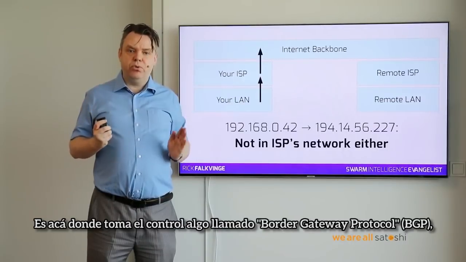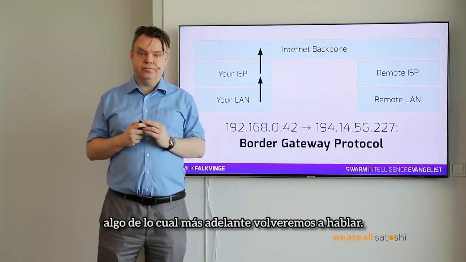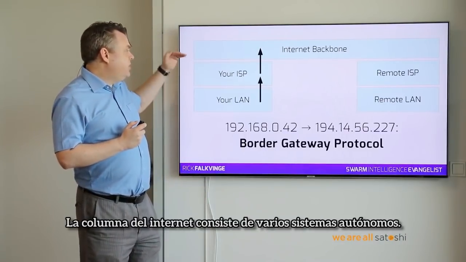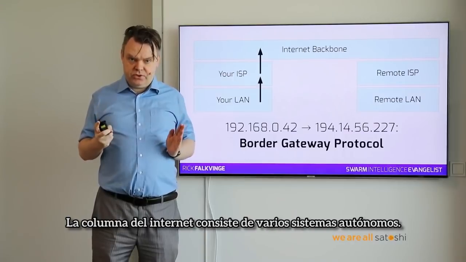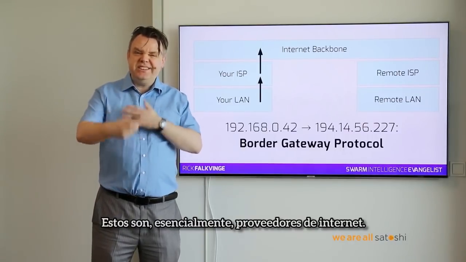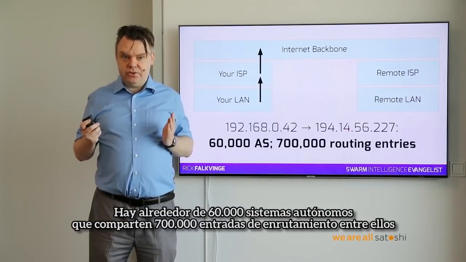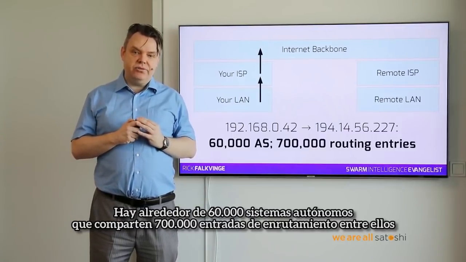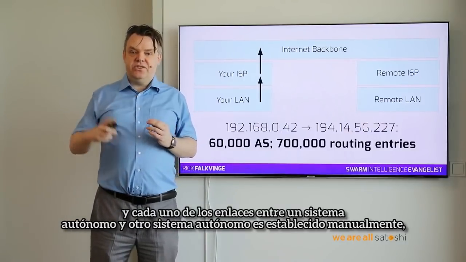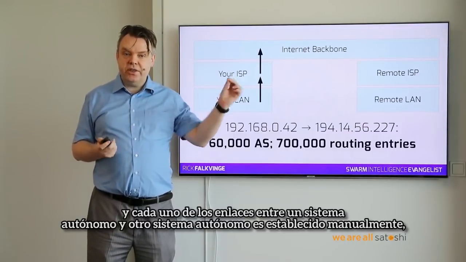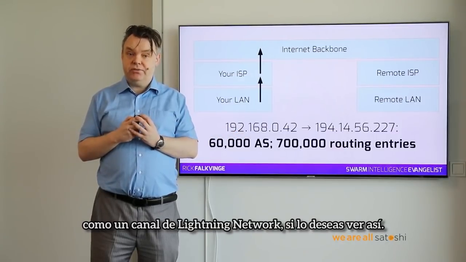This is where something called the Border Gateway Protocol, BGP, takes over, and we'll be returning to that. The internet backbone consists of so-called autonomous systems. These are essentially internet service providers. There's about 60,000 autonomous systems who share 700,000 routing entries between them. And each and every single link between an autonomous system and another autonomous system is established manually, like a Lightning Network channel, if you will.